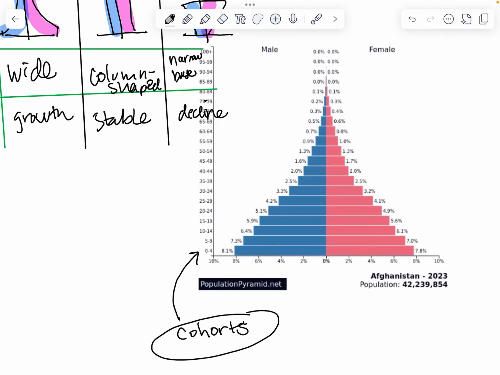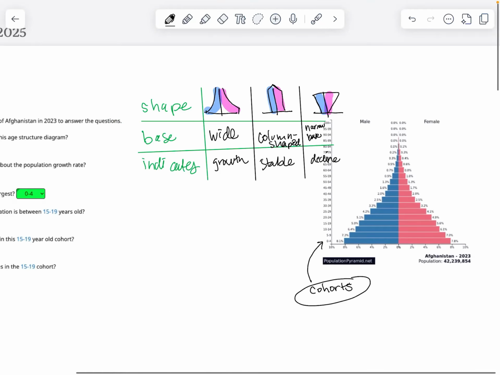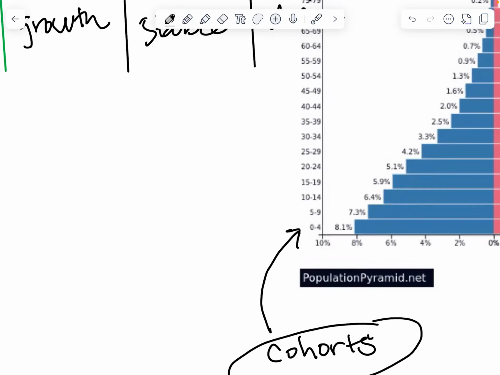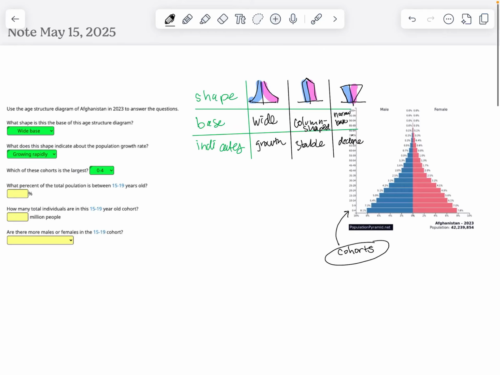Referring to is cohorts. So you'll have age groups on the side of the pyramid, and those are the cohorts, and they're in small groups. So like 0 to 4-year-olds, 5 to 9-year-olds, 10 to 14-year-olds are all cohorts on this graph.